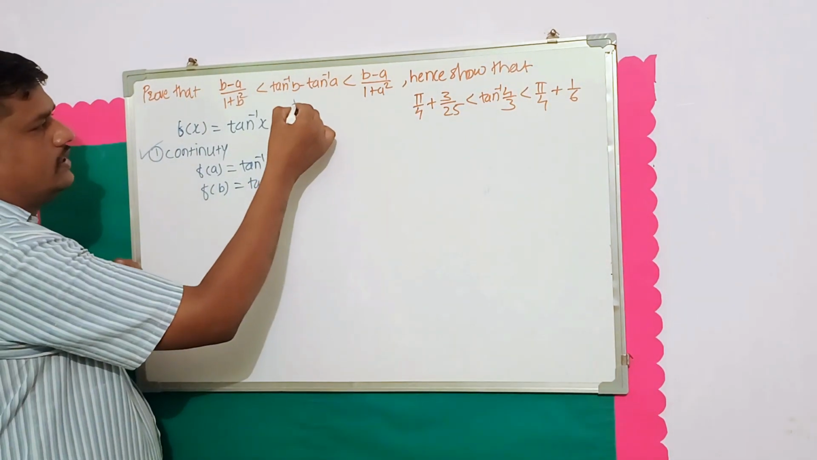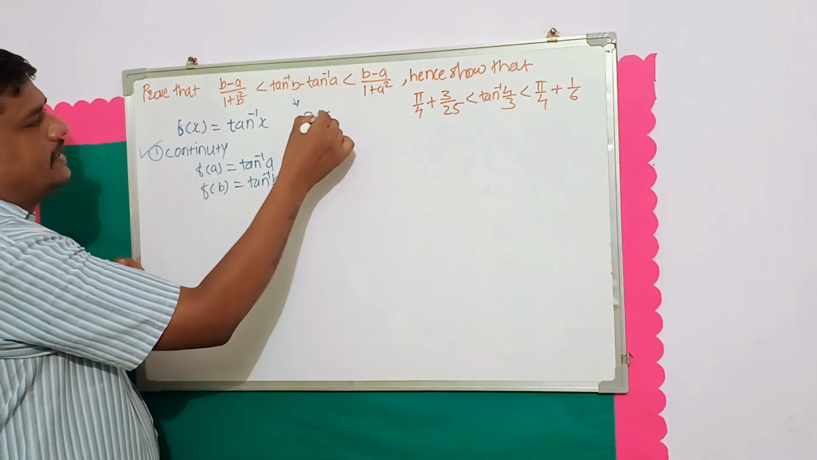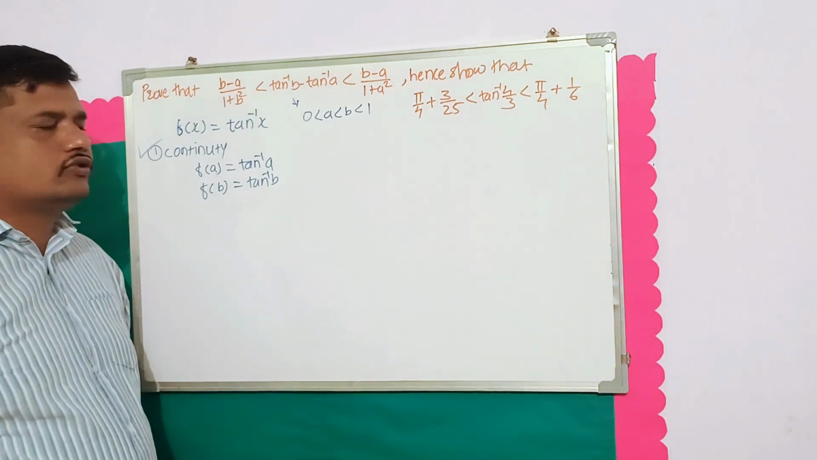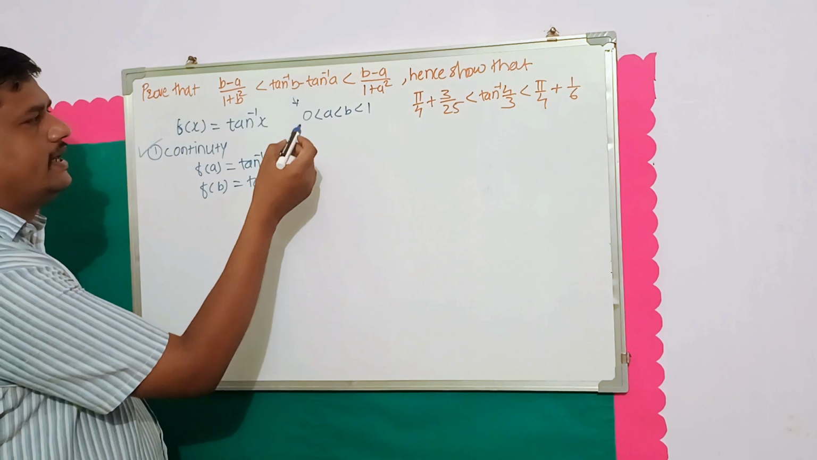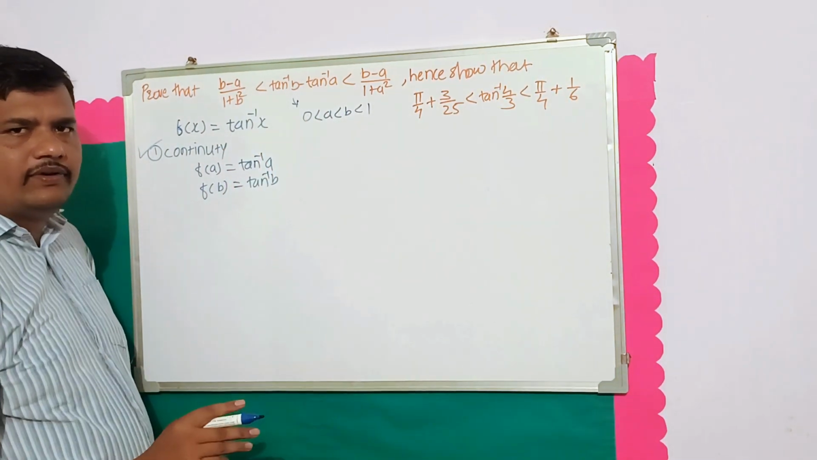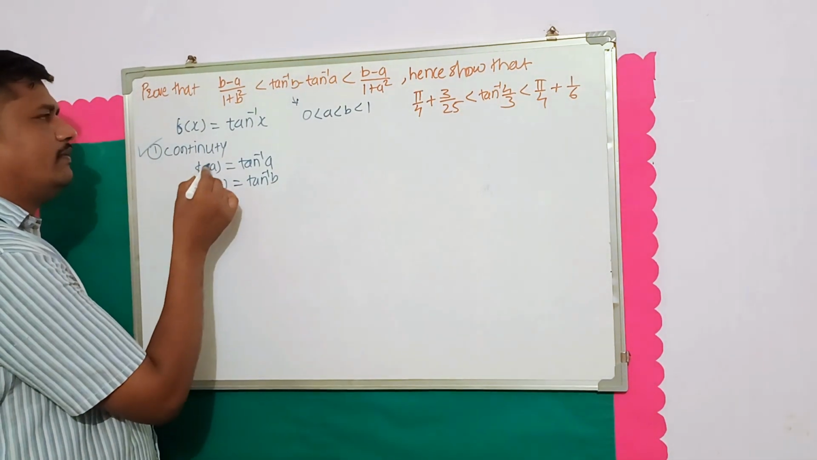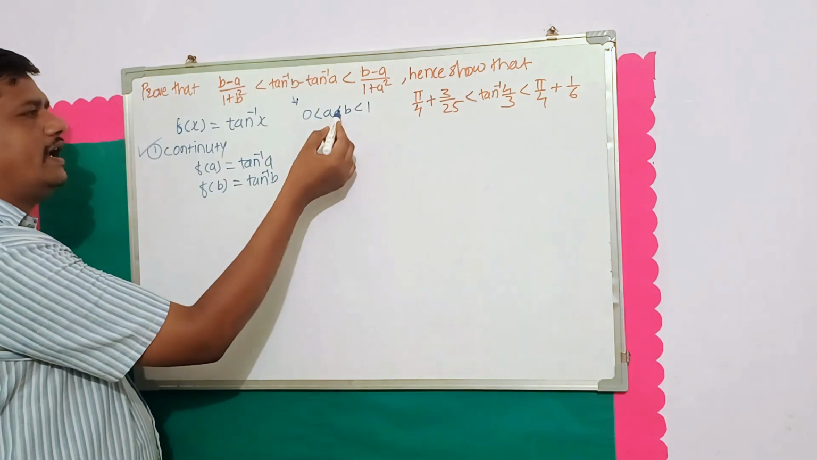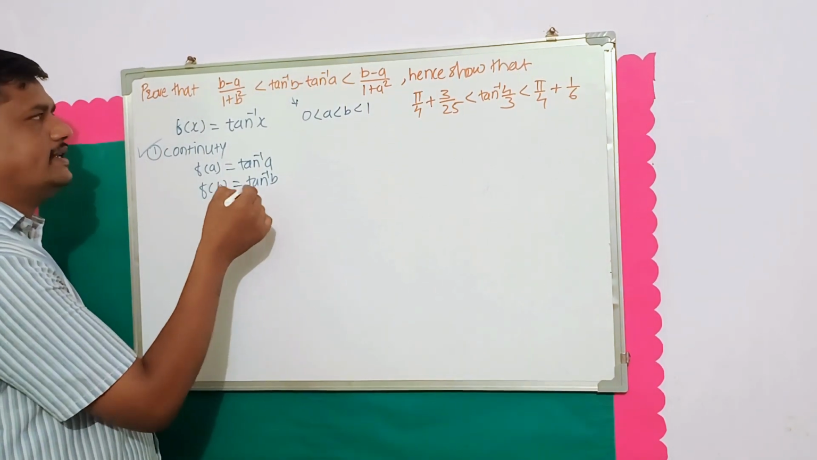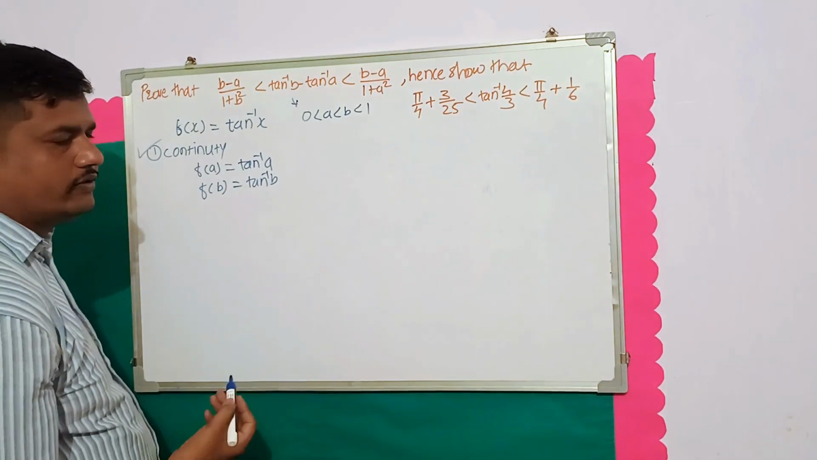In addition to this, you may get a condition like 0 is less than a, which is less than b, which is less than 1. From this we can see that tan inverse of 0 is 0, and tan inverse of 1 is pi by 4. From these two conditions we can say that for any numbers a and b which lie between 0 and 1, the answer for tan inverse is valid, and that's why it is continuous.